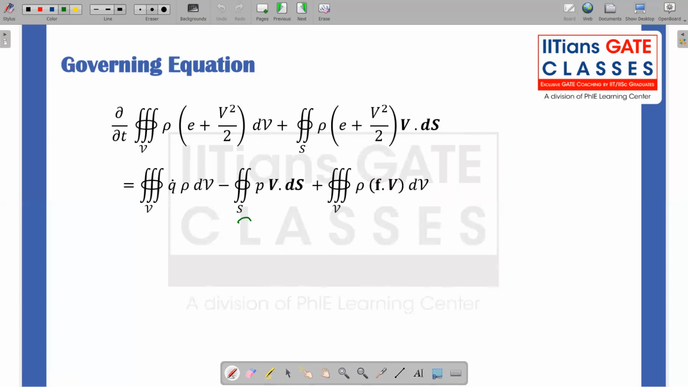So the surface integral will lead to a volume integral of the divergence of the pressure field times the velocity vector, dV. Similarly, for this part, applying the Gauss divergence theorem gives a volume integral of the divergence of rho times (E plus V squared by 2) times the velocity vector V, dV. These two are scalar fields, and the velocity is a vector.